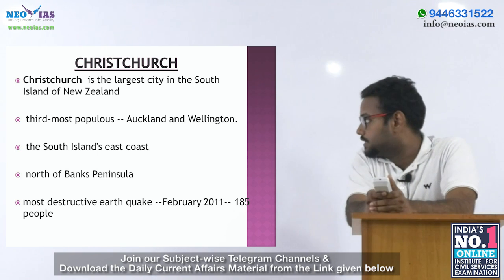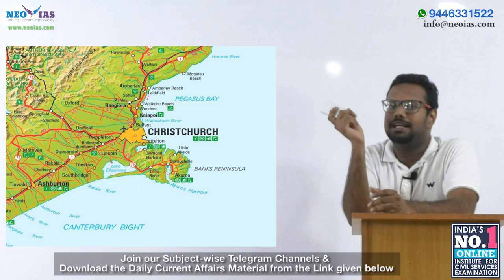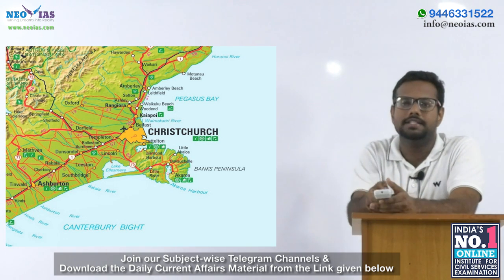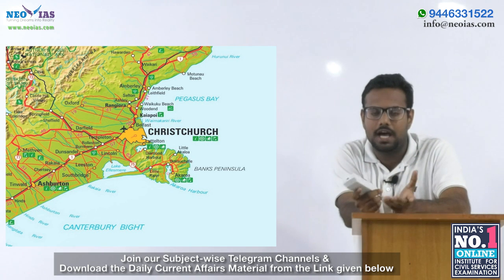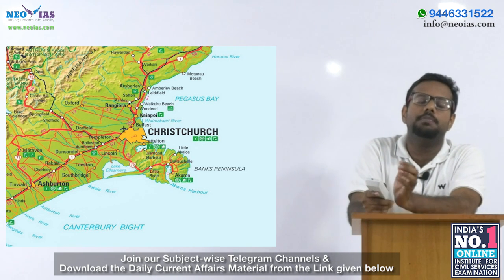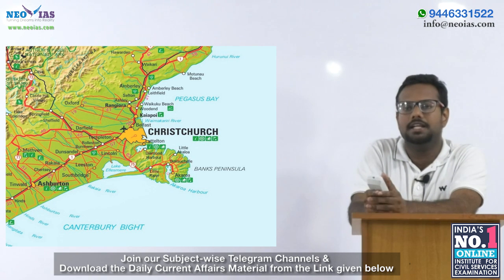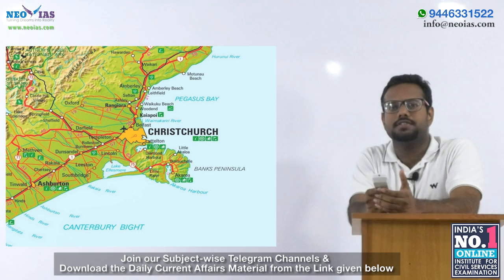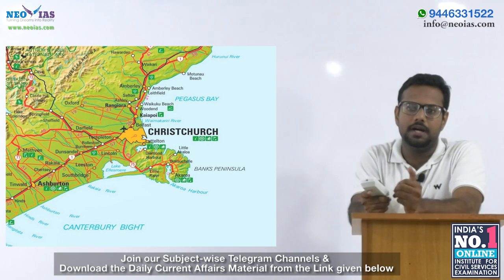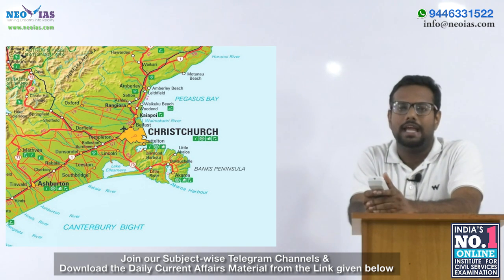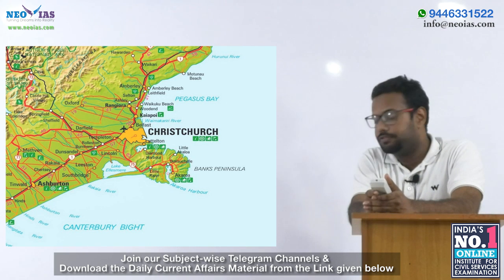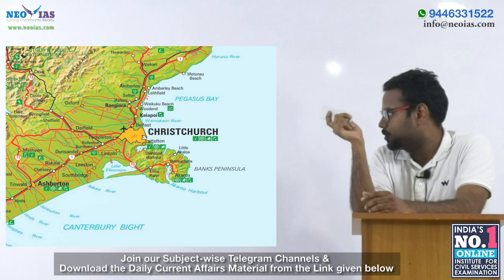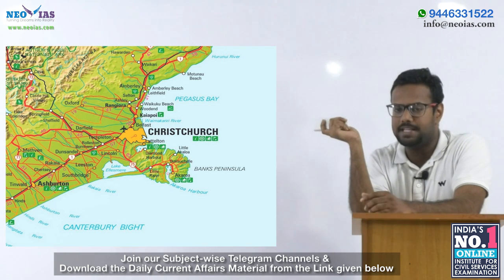You can see the location of Christchurch city in orange color. It is the largest city in the South Island of New Zealand and also the third most populous city behind Auckland and Wellington. And Christchurch is located, as I already told you, in the South Island. It is on the east coast of the South Island and in the north of the Banks Peninsula. You can see a portion like a projection into the sea. That is the Banks Peninsula.